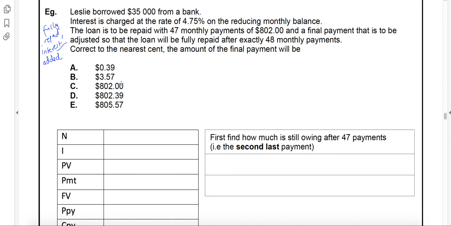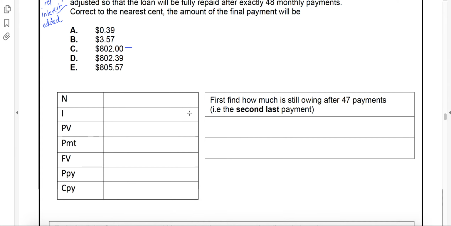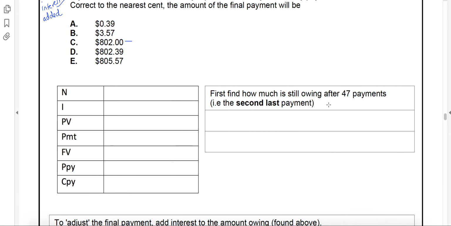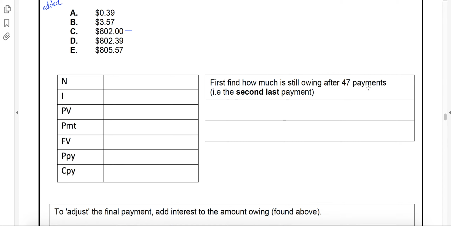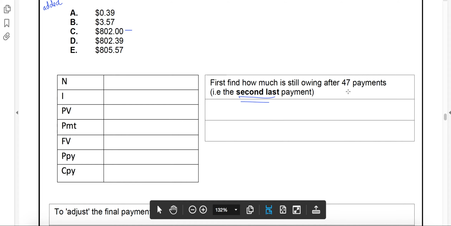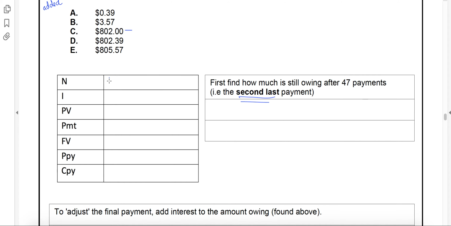Now, it says here, what is the final payment? Looking at the answers, I'm thinking it's probably not that one, because that would be exactly the same as the other payments, and that wouldn't make much sense. So just keep in mind, sometimes there'll be some, I guess, random answers given to you. If we have a look down here, we first want to find how much is owing after 47 payments, because essentially after 47 payments, you've got a bit left over. Interest is going to be added to that last little bit, and then it's going to be paid off. So basically what you want to do is the second last payment, because this 47 is only applicable to this question. So look for your second last payment.